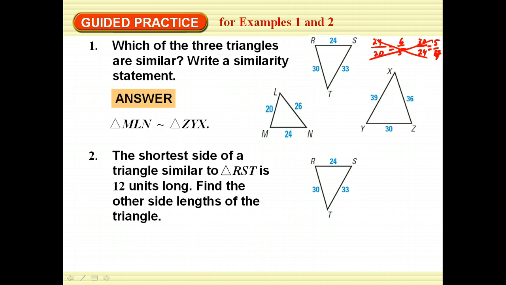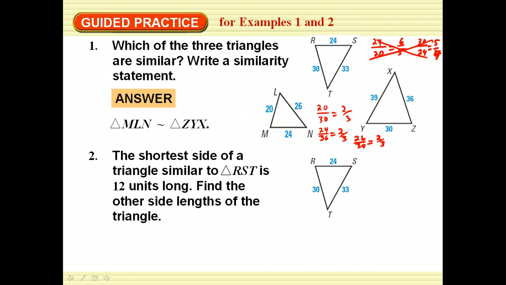If I did the other two, I would get the same thing, but in these two, my shorter 20 to my shorter 30 is 2/3. My 24 compared to 36 is also 2/3, and my 26 compared to 39 is also 2/3. So since we have the same ratio, these two are similar.